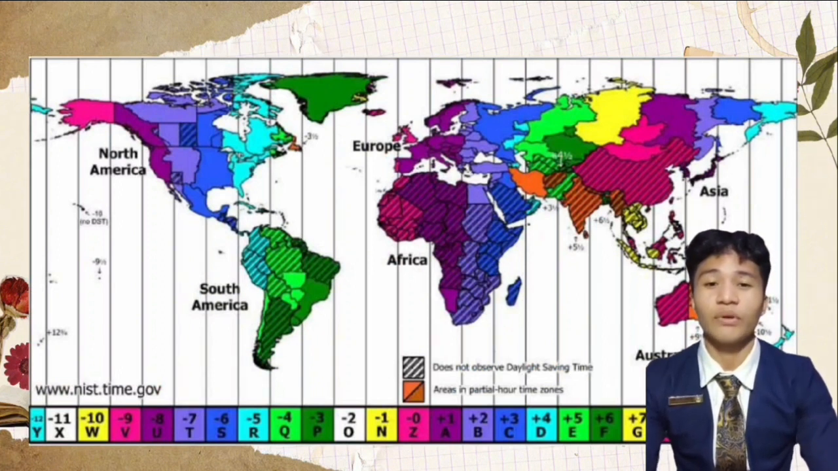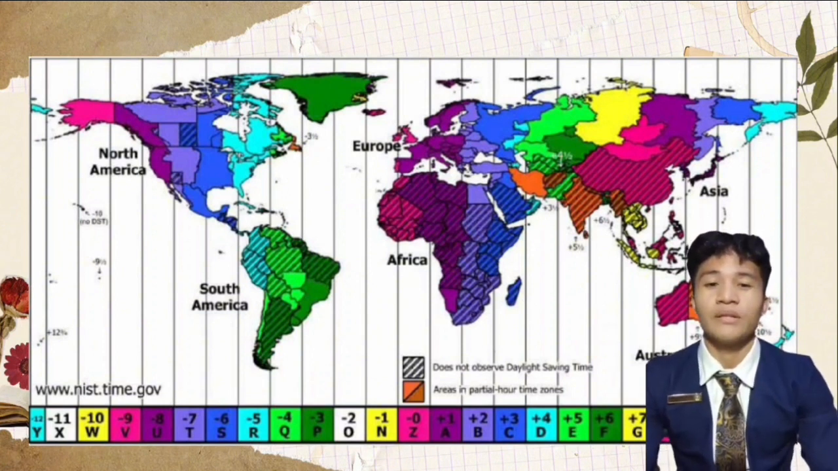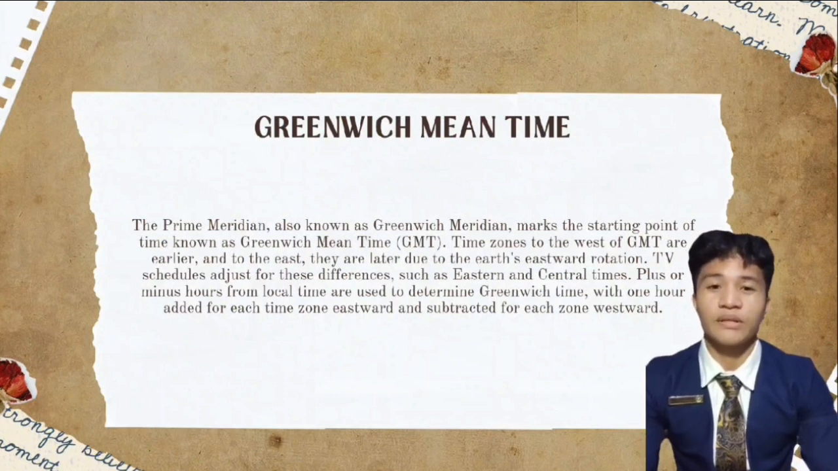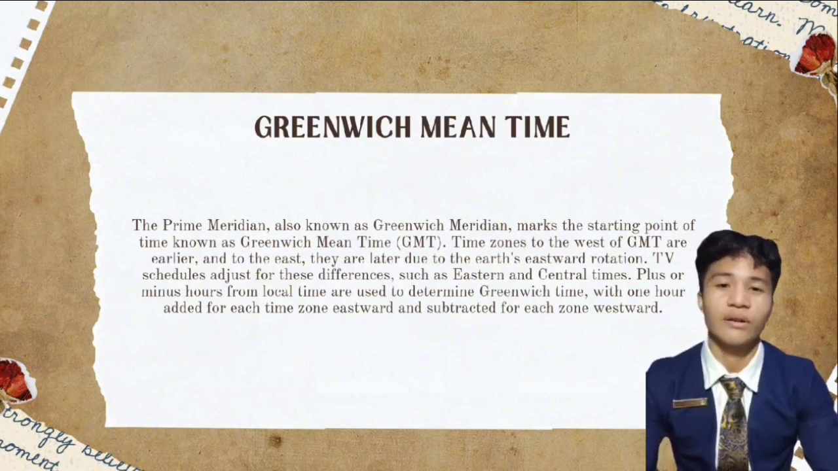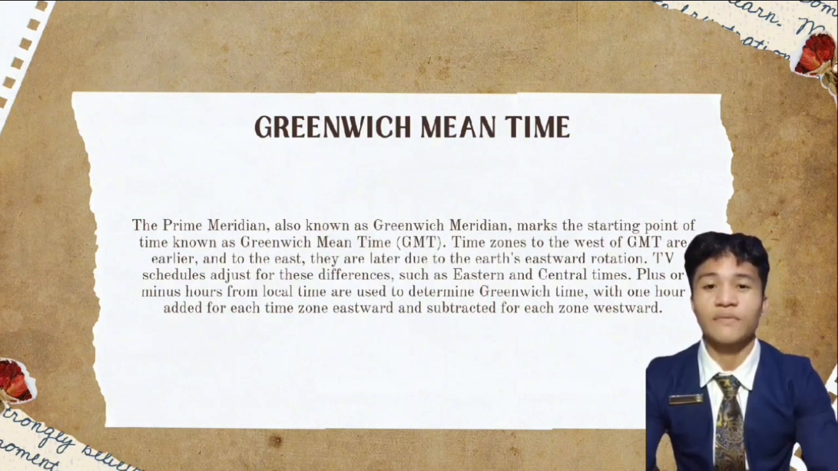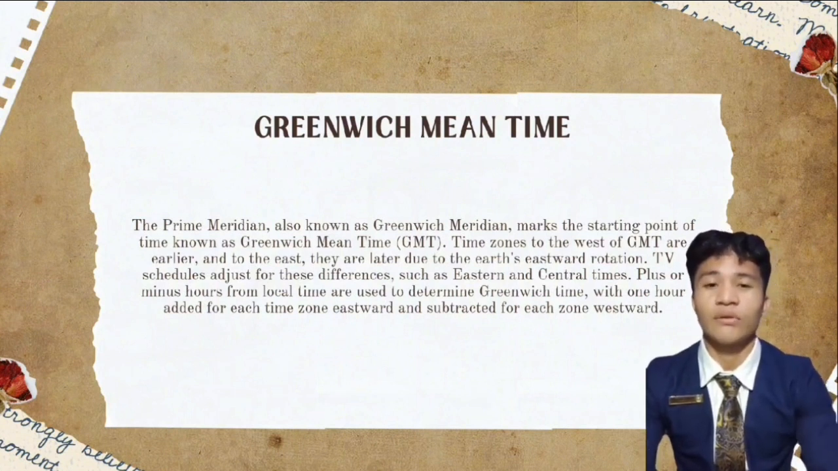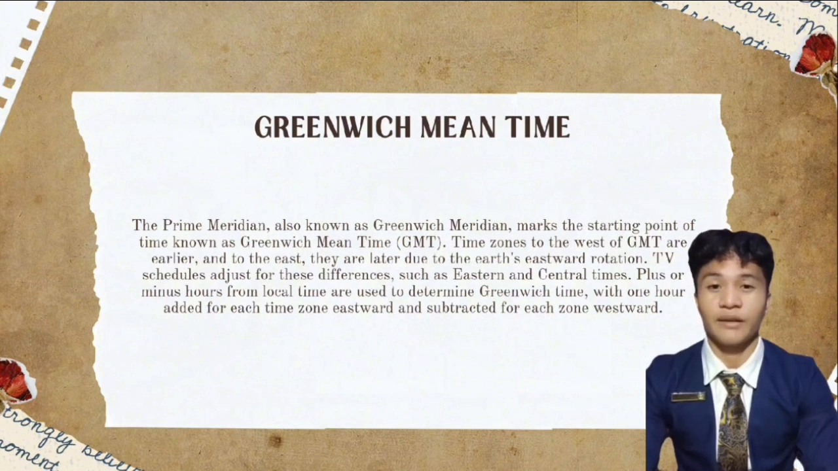Here is the globe with lines representing the different time zones of GMT that indicate your exact time, and the lines have specific GMT offsets that belong to that time. The GMT is the Greenwich Mean Time. The prime meridian or the GMT marks the start of a GMT time zone. West is earlier and east is later due to Earth's rotation. TV schedules adjust for this, and for Eastern and Central times, one hour is added for each time zone eastward and subtracted for each zone westward for the UTC.